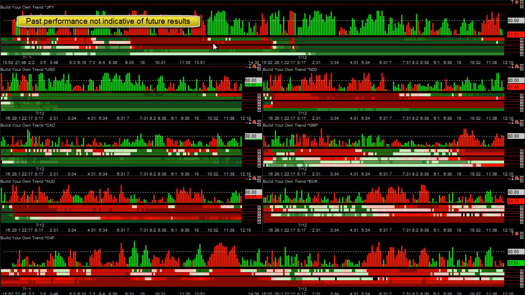So step 1 of our 3-step easy system is to use the currency meter and identify the ones that are most likely to continue to trend. Anytime you have extreme weakness followed by very little strength, that weakness is likely to return. It's that simple, especially the more time frames that are in alignment with it.